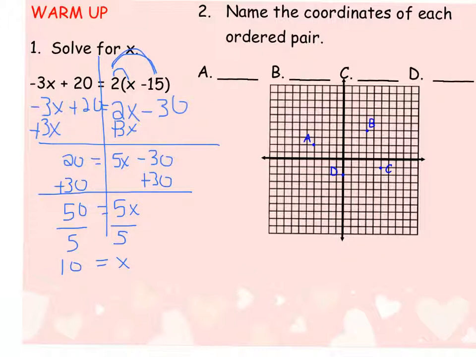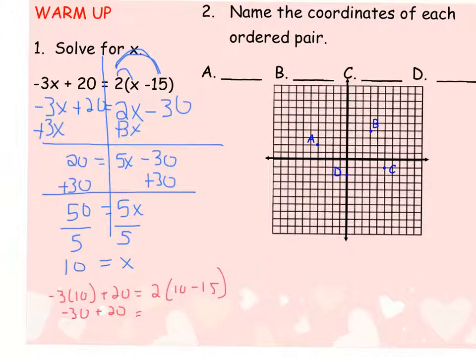So now I am going to plug 10 back in, so negative 3 times 10 plus 20 should equal 2 times 10 minus 15. So that's negative 30 plus 20 is negative 10. And if we do 2 times a negative 5, that's also negative 10. So it checks out. We know this is our answer.